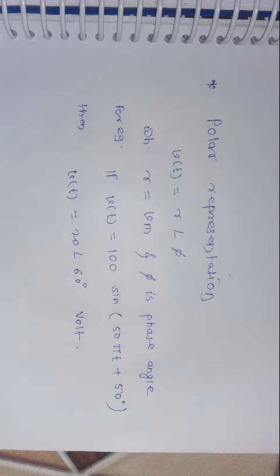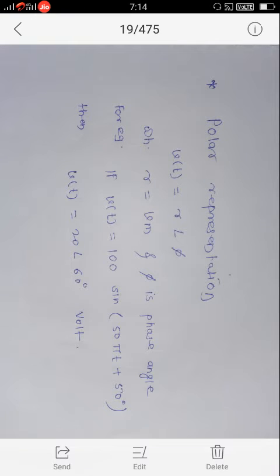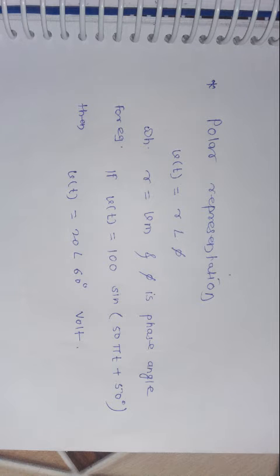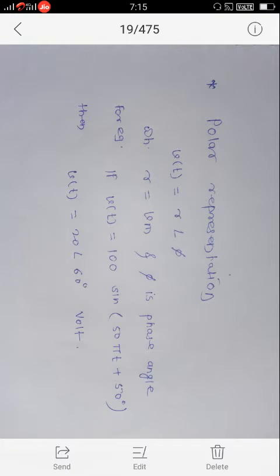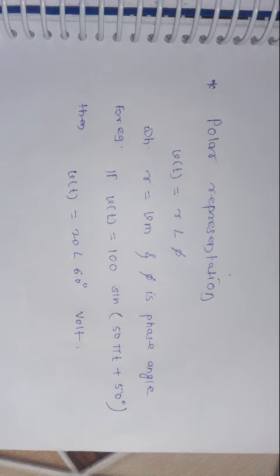On the screen there is some correction, please note it down. If phi of t is equal to 100 sin 50 pi t plus 50 degree, then the polar representation will be phi of t is equal to 100 at an angle 50 degree, where 100 is the maximum value of voltage, that is Vm, and phi is the phase angle, that is 50 degree.